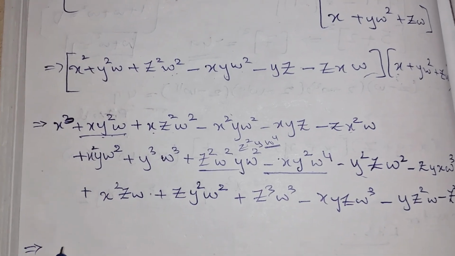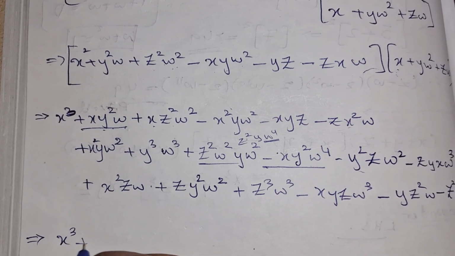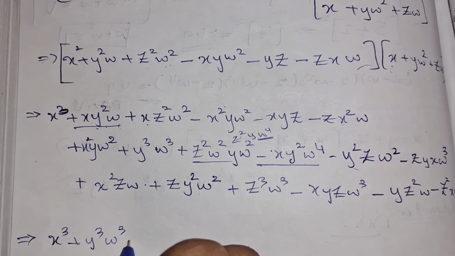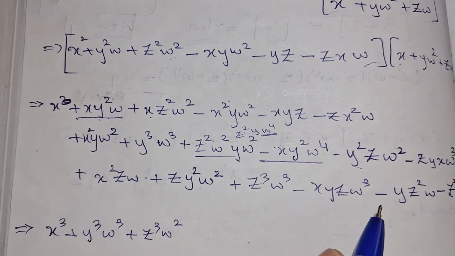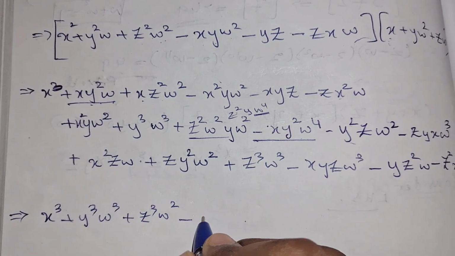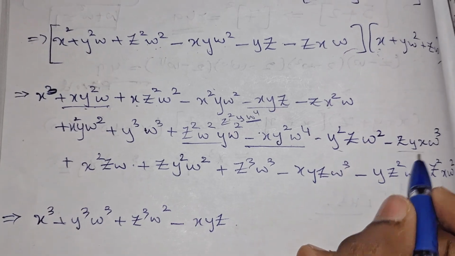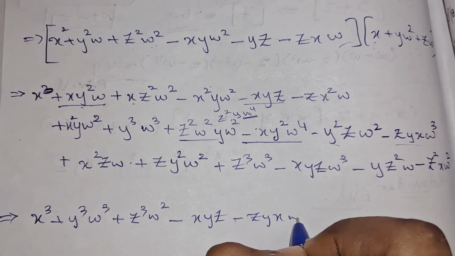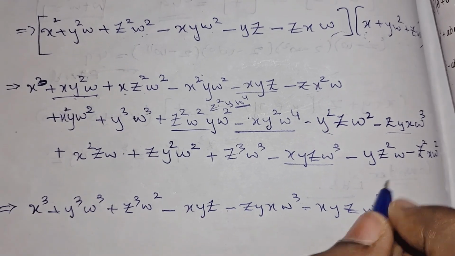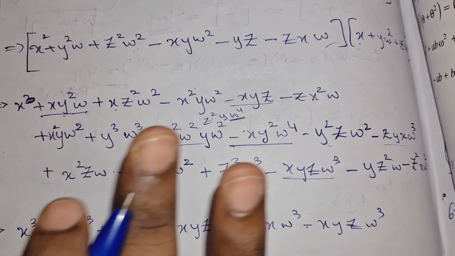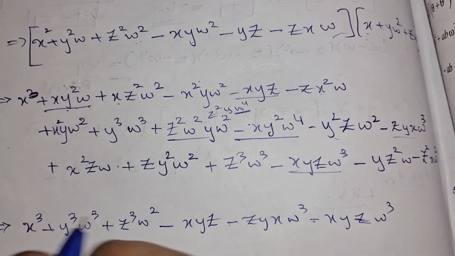So for this, first I'll again write the cube terms together, that is x cube and y cube omega cube and z cube omega cube. Then I'll write xyz terms. That is minus xyz from here, then from here minus zyx omega cube, then from here minus xyz omega cube.